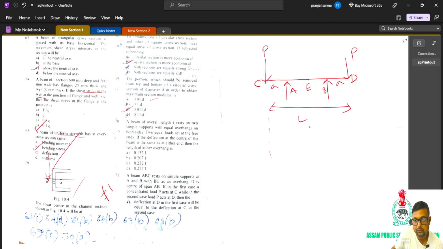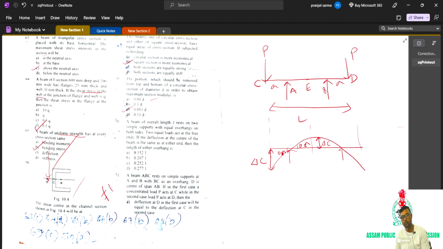Let me draw a deflection diagram also. This is the deflection diagram. This is delta C, this is delta E. This is slope A. So you are asked to find, if this delta is the same, then the length of the overhang. That means what is this A value? What is the length of this overhang?